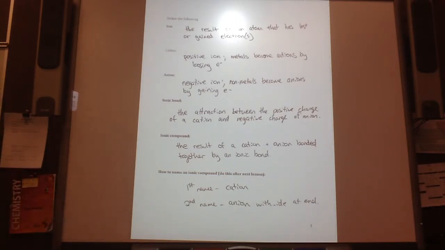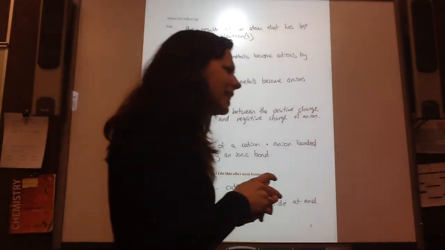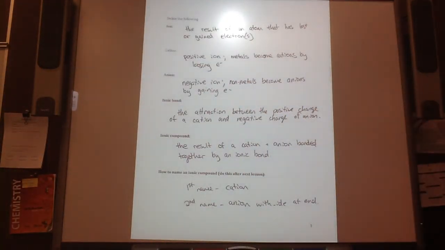Then yesterday, now we can answer the last question because yesterday we talked about this. How do we name an ionic compound? Well, the first part is writing the cation, and then the second part is writing the anion with IDE at the end. IDE, not IE. That's okay. Okay. Try and get down as much as you can in your workbook.